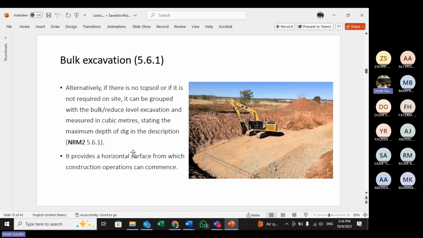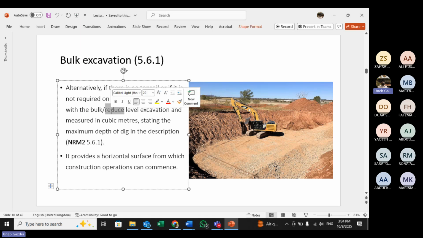Once the topsoil is removed, then you do the bulk excavation, which is also called a reduced level excavation, and it is measured in cubic meters. Okay, so it's very obvious. We have used it earlier as well. After the bulk excavation, it will state the maximum depth which is required to get the reduced level. The description of bulk excavation should mention the maximum depth which you require to get the reduced level.